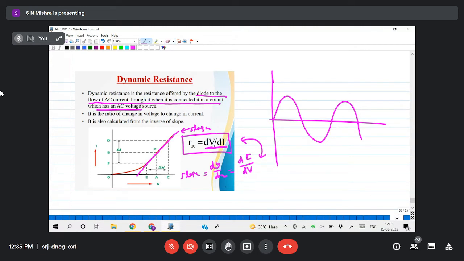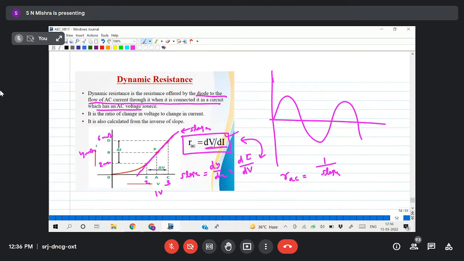So I can write RAC is equal to 1 by slope also. That means if a graphical representation is given, like here 2 volt, here 3 volt, so the difference is 1 volt. Let us take here 2 milliampere and here 6 milliampere, so the difference is 4 milliampere. So you can take it like that to find dV by dI and RAC.